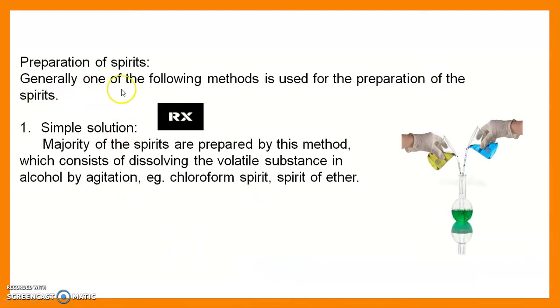Then preparation of the spirits. Generally, one of the following methods is used for the preparation of spirits. First one is the simple solution method. The majority of spirits are prepared by this method, which consists of dissolving the volatile substances in alcohol by agitation. Examples are chloroform spirit, spirit of ether, etc. That means we simply add our ingredient to the spirit and mix it.